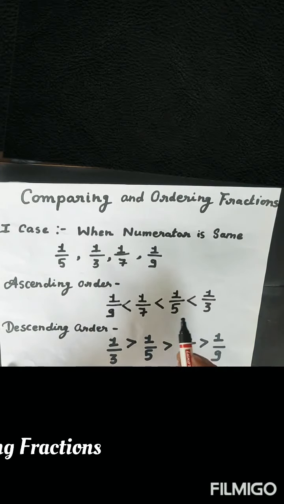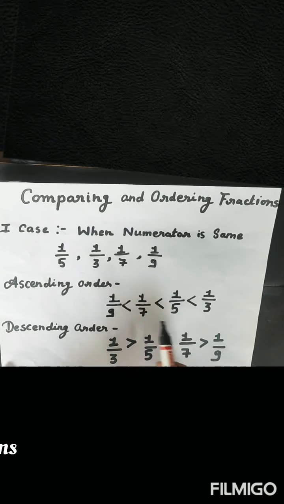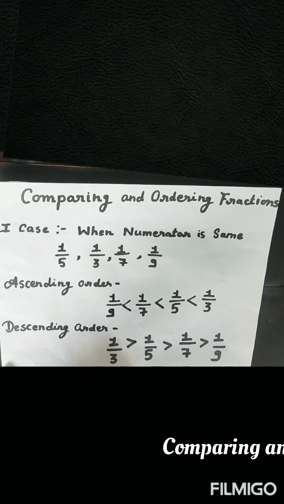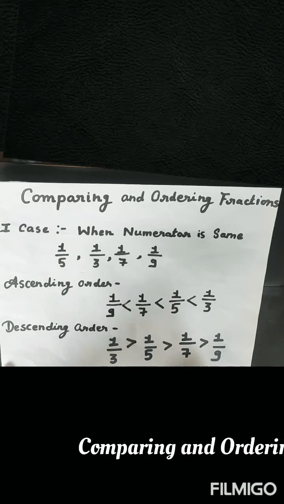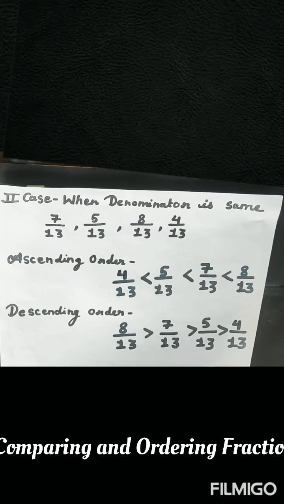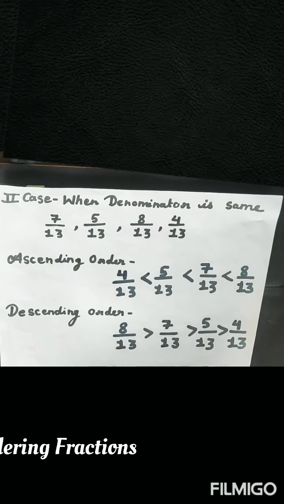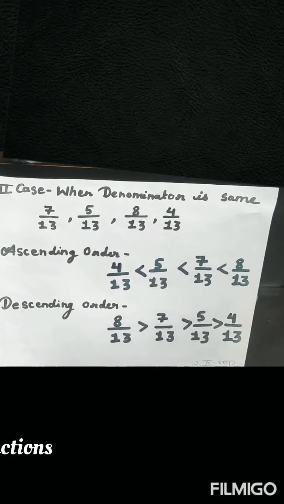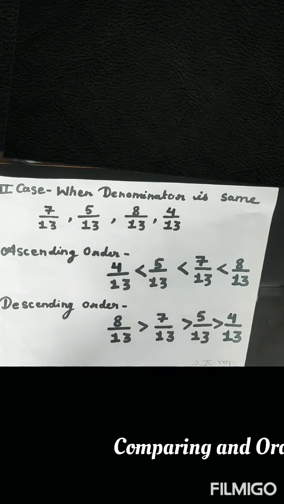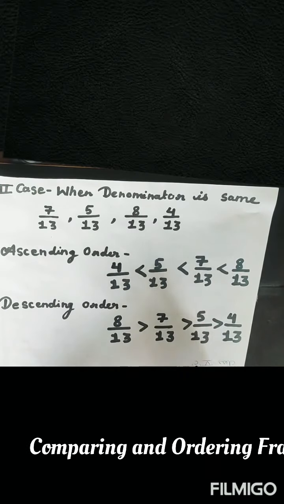And in the same way, you can arrange these fractions in descending order, starting from the biggest fraction to the smallest fraction. Now I will talk about when the denominator is the same. So I would like to talk to you about some students. Some students are getting marks. The test was of 13 marks. Some are getting 4 out of 13.